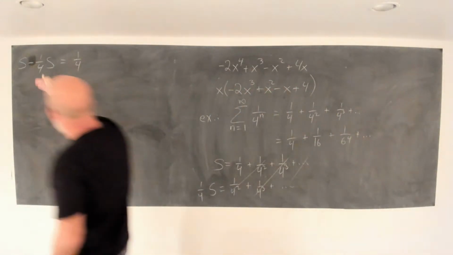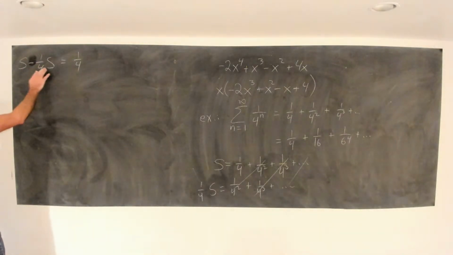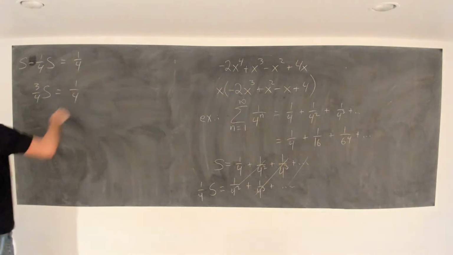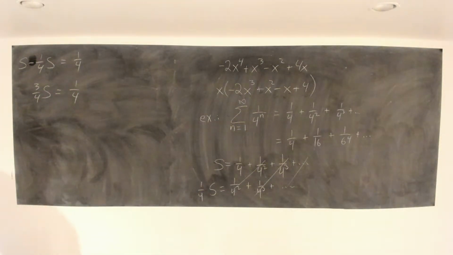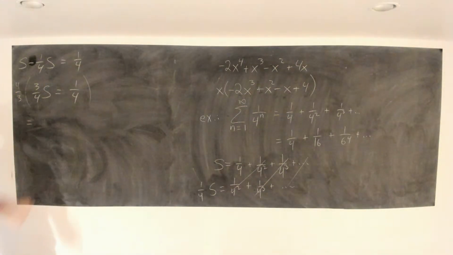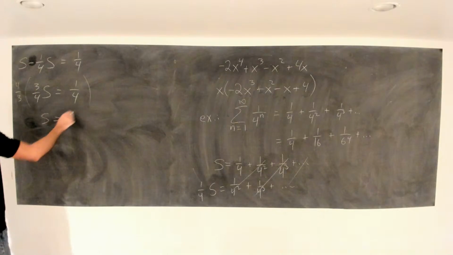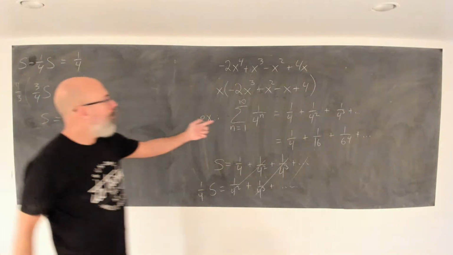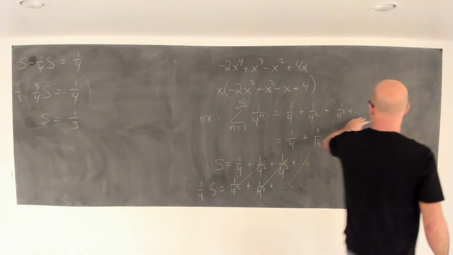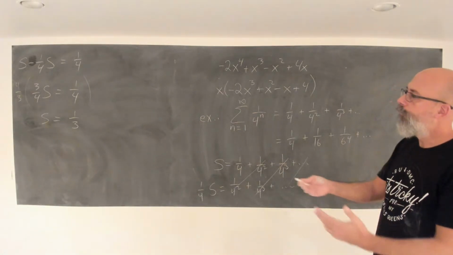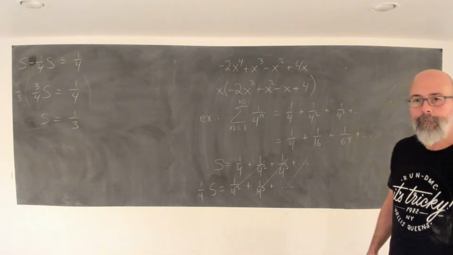Now, S minus a quarter S. If you have something and you take away a quarter of it, you're left with 3/4. So 3/4 S is equal to 1/4. If you multiply both sides by 4 over 3, or divide by 3 over 4, whatever, you see that S is equal to 1/3. So the sum of all of these numbers is 1/3, or that series converges to 1/3.